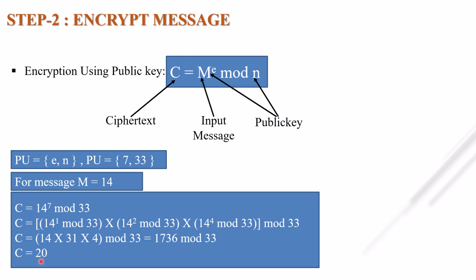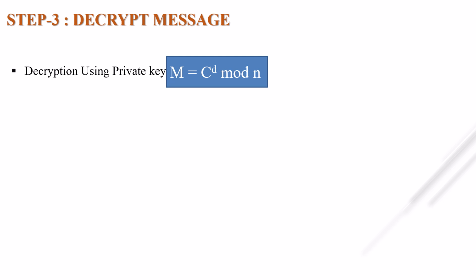Ciphertext is 20. Now if I decrypt this message with the help of this ciphertext 20, once again I will get the original message, that is 14. How? Let's see in step number 3. Decrypt message. For decrypting the message, we get the original message. That's why we have to write m is equal to c raised to d mod n.